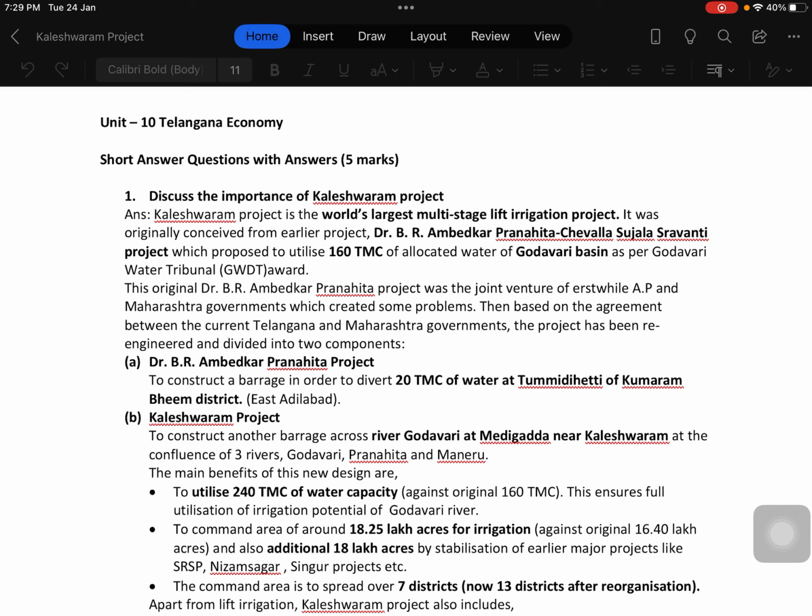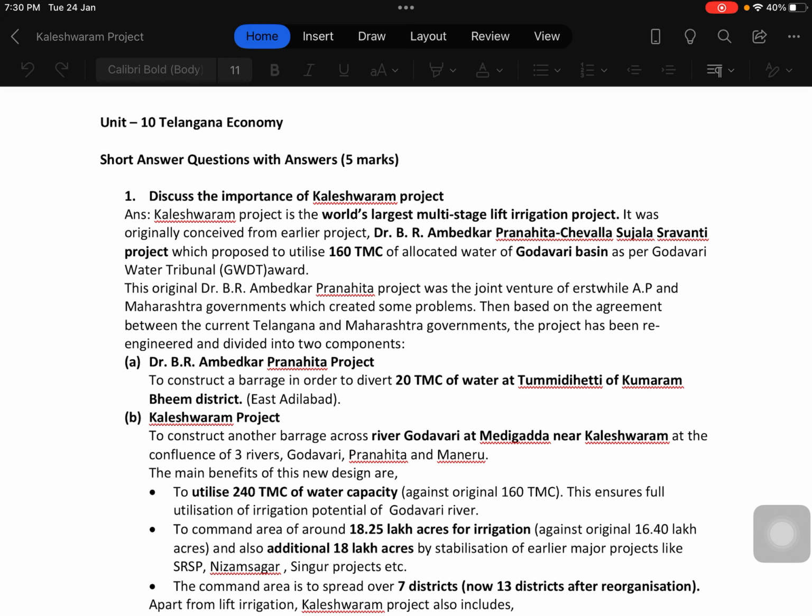This original Dr. B.R. Ambedkar Pranahita project was a joint venture of erstwhile AP, that is before bifurcation, and Maharashtra governments, which created some problems. As I mentioned to you, more than 3,000 acres were going to be submerged if they constructed a barrage. The Maharashtra government was posing objections and was not allowing it. So that's why it created some problems.